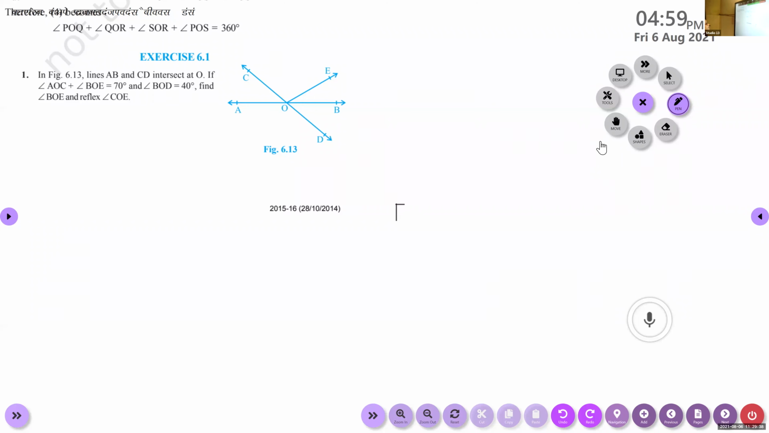Lines AB and CD intersect at O. If angle AOC plus angle BOE is 70 degrees and angle BOD is 40 degrees, find angle BOE and reflex angle COE.